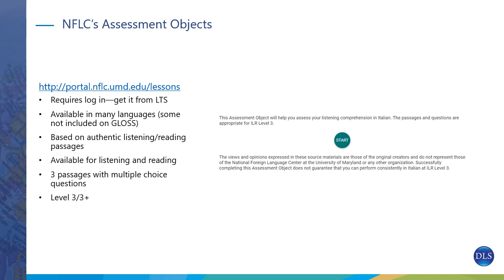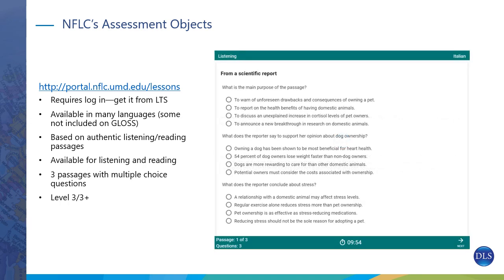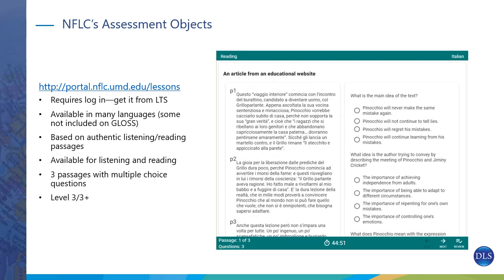Each modality, whether it's listening or reading, has 3 passages with multiple choice questions. So for example, with this listening passage, students have an opportunity to preview the questions for 30 seconds. They listen to the passage, they have an option to listen to it again, and then they have 10 minutes to answer the questions before they go on to the next passage, where they follow the same structure. With a reading, they have 45 minutes to complete the whole assessment. They have the text on one side and the questions on the other. And again, they have 3 passages that they go through with these assessment objects.